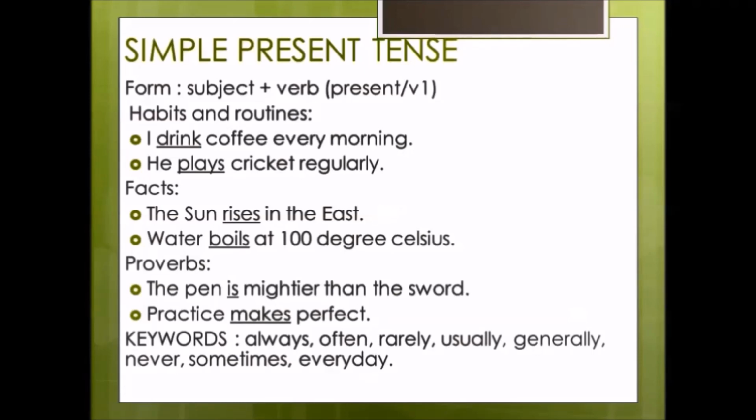In the first case, your subject is I. So your verb form should be just V1, that is drink. And in your second case, your subject is he. As I said earlier, for he, she, it, you should use subject plus V1 plus S form. So you are using V1 plus S form, that is play plus S gives plays here.